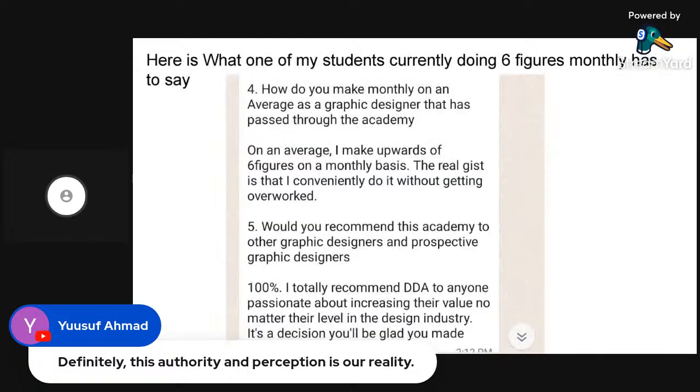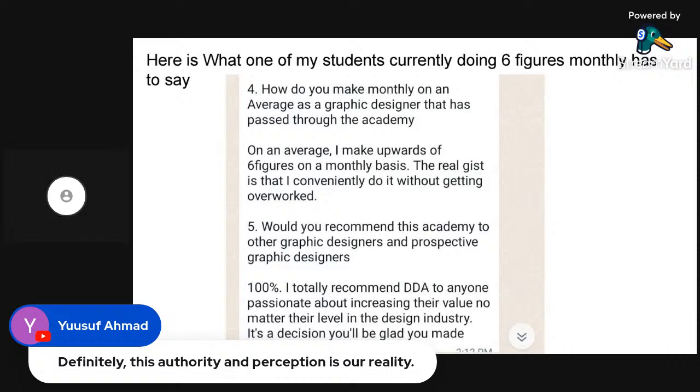Here's what one of my students has to say. All right. One of my students that is making six figures right now said, on an average, I make upward of six figures on a monthly basis. The real gist is that I completely do it without getting overworked. Now, this is one of my students. He completely makes these six figures without getting what? Without getting overworked. He said that 100%.